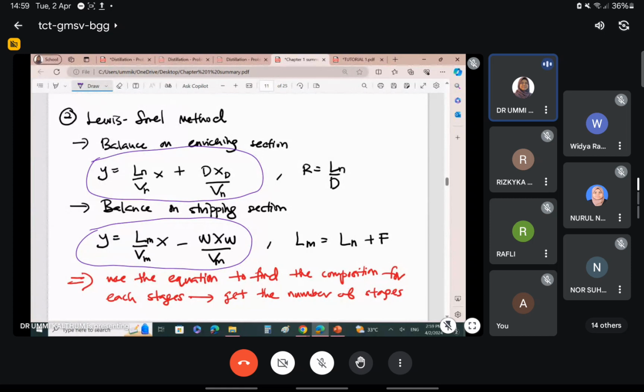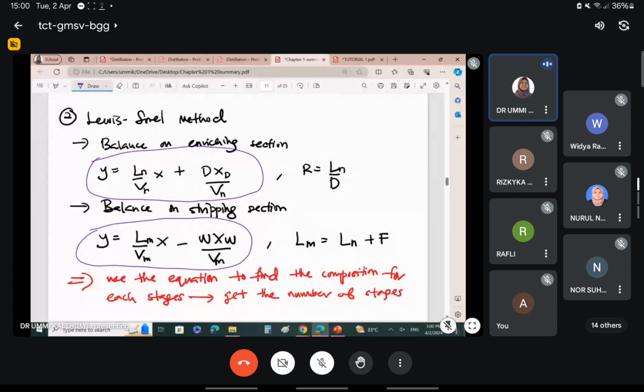Ada soalan tak on Lewis Sorel? Tengok tak saya punya video? So untuk Lewis Sorel you akan dapat the mole fraction in liquid and vapor phase for each stages. Okay, untuk kawasan enriching you guna equation for enriching. Untuk kawasan stripping you guna equation for stripping. Macam tu. Okay, yang ini saya skip lah ya. Kalau ada soalan tanya sekarang.